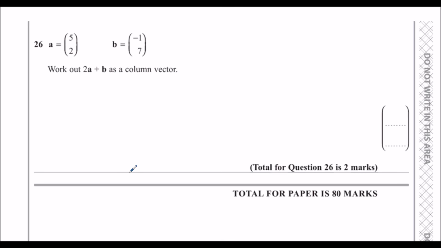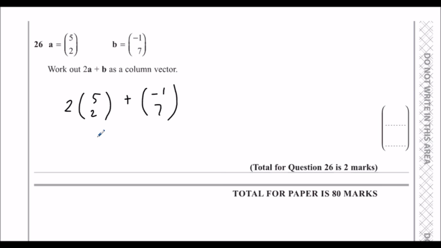Finally, question 26, work out 2a plus b as a column vector. So 2 A's, 2 of these, plus 1 of these. So this is a movement along 5 up 2. So we're going to go along 5 up 2, along 5 up 2, and then we're going to do our movement of back 1 down 7. But all we've got to do is add along the columns. So 2 of these, 2 5 2's, plus a minus 1 7.